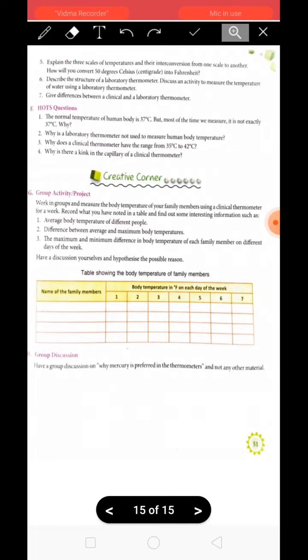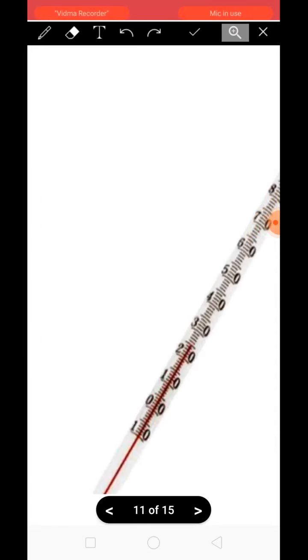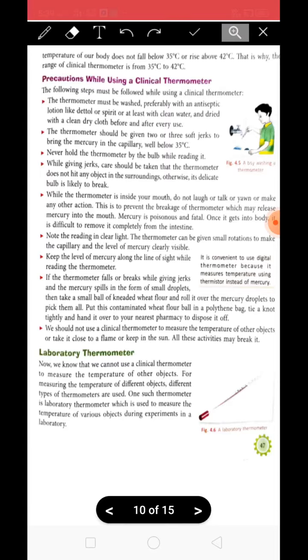Now the next question is, why does a clinical thermometer have the range of 35 degrees centigrade to 42 degrees centigrade? The answer is given over here, on page number 47. The temperature of our body does not fall below 35 degrees centigrade or rise above 42 degrees centigrade. That is why the range of the clinical thermometer is from 35 to 42 degrees centigrade. From here you will write up to this point.